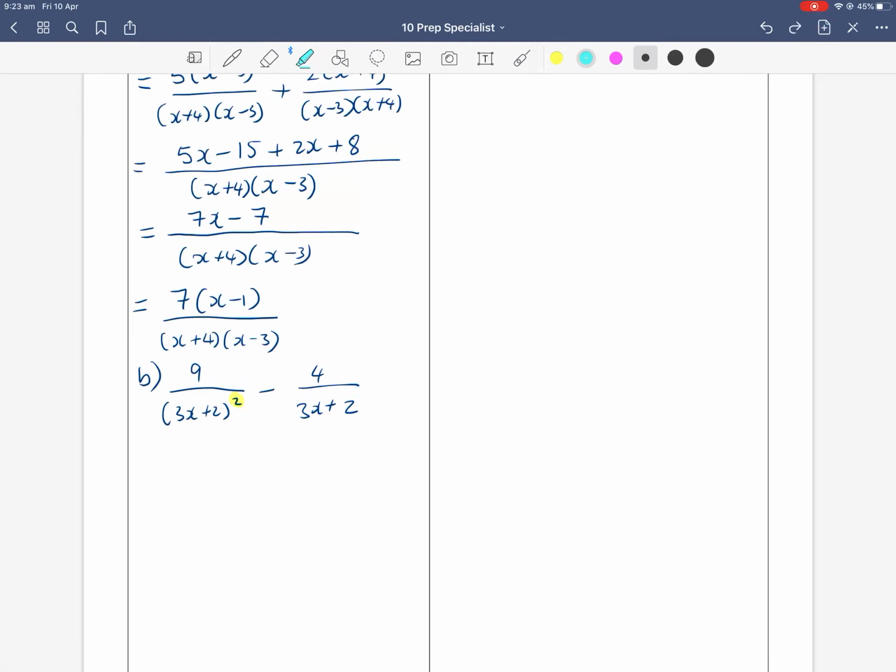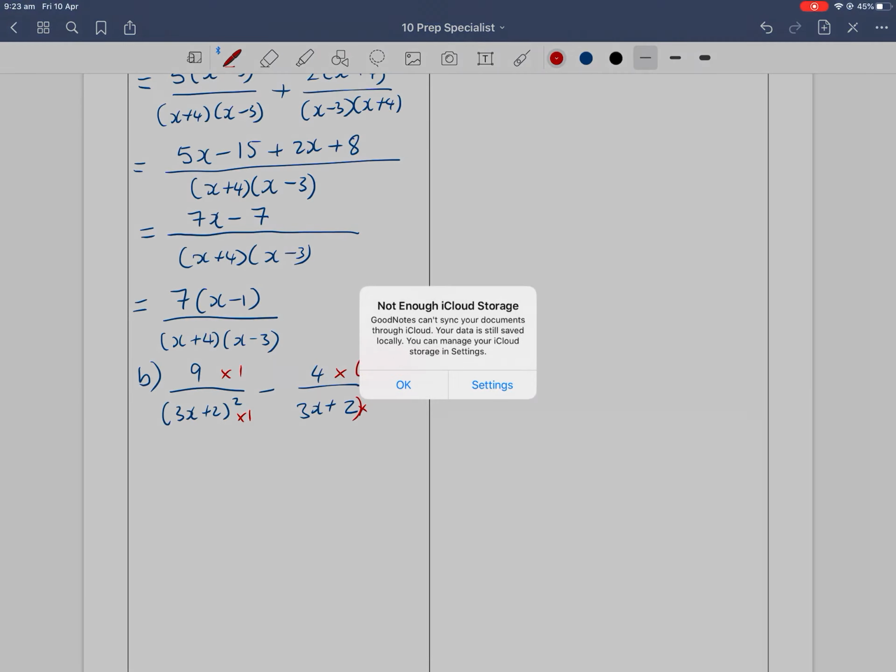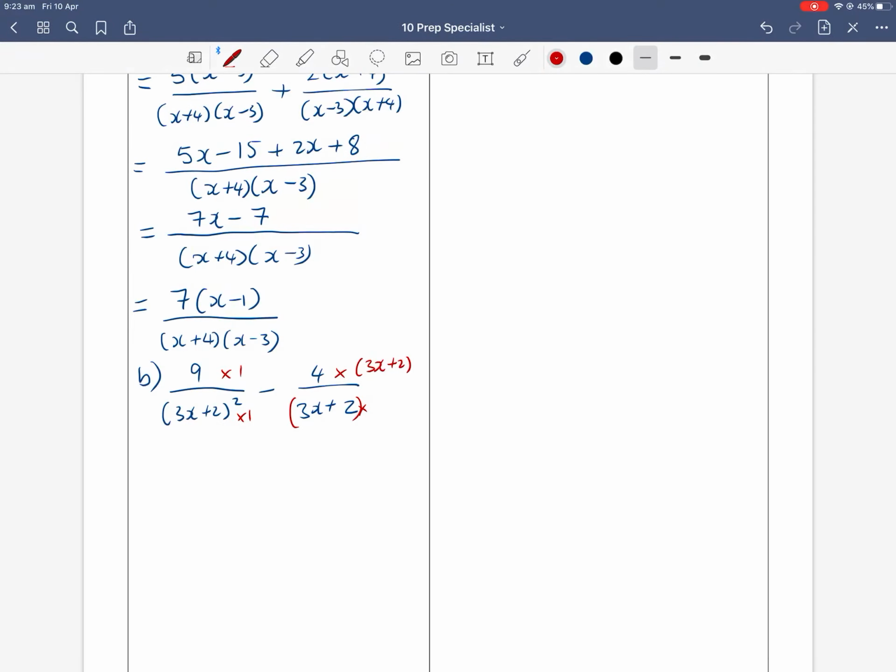So all we need to do to make common denominators is, on the left we're going to multiply by 1, and on the right we're going to multiply by 3x plus 2. Make sure you put brackets around what you're multiplying because you've got two or more terms.